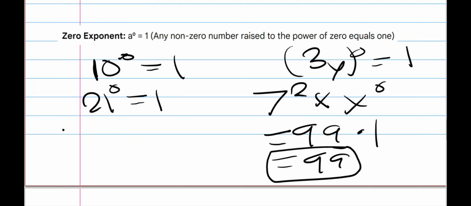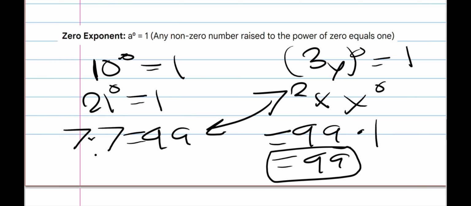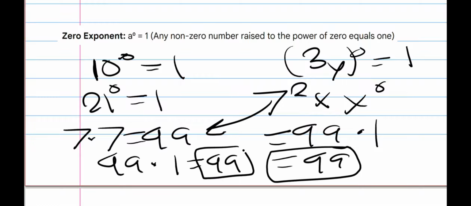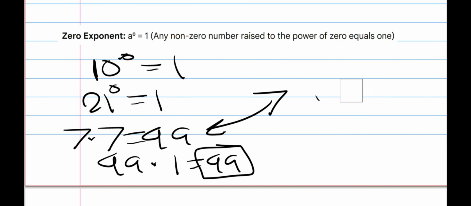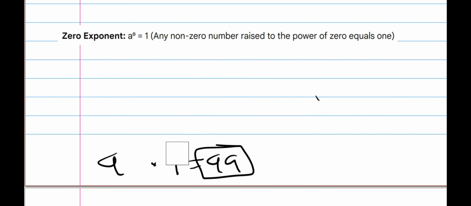Because the value of 7 squared, 7 times 7, is equal to 49. And that will give us 49 times 1 is equal to 49. That's how you get the value of that. I'll give three more examples at least.